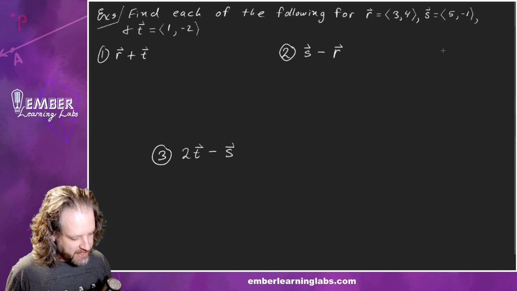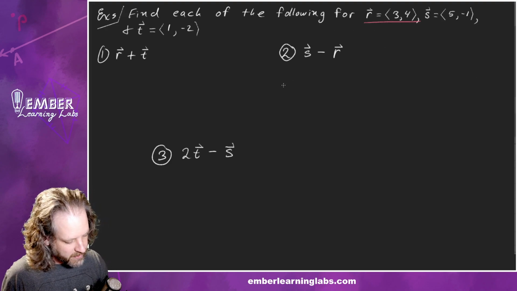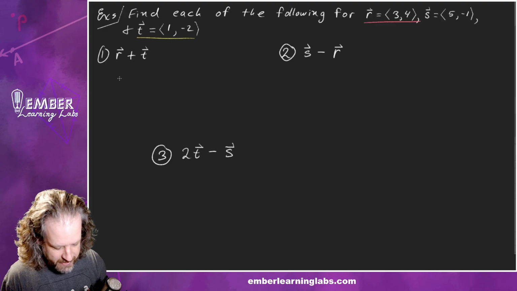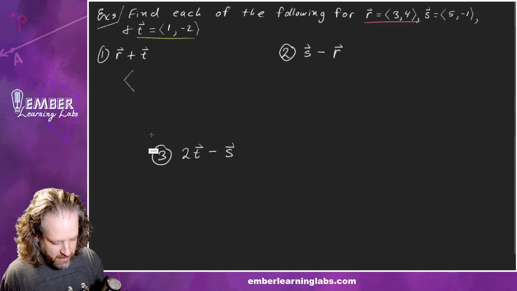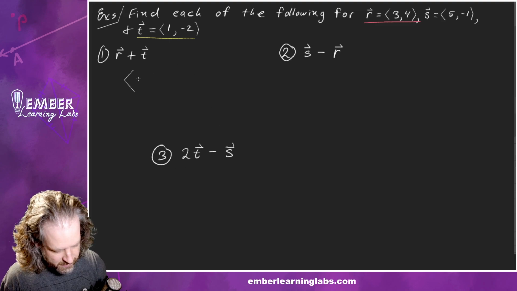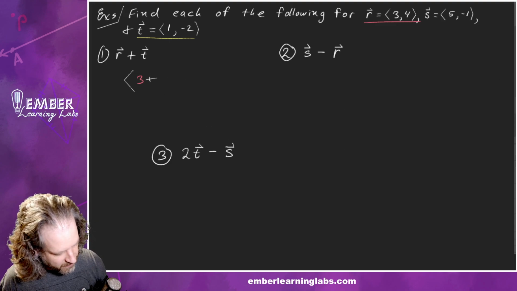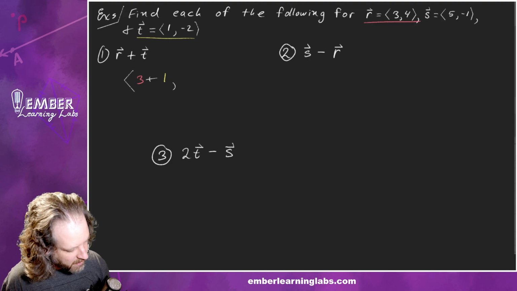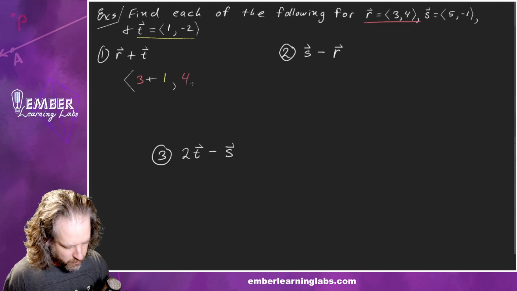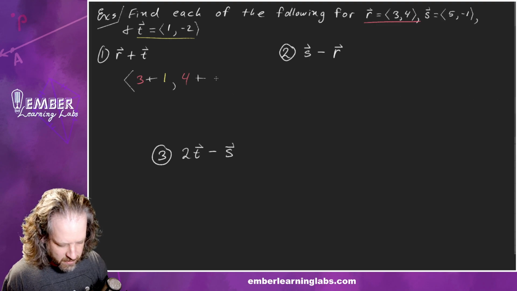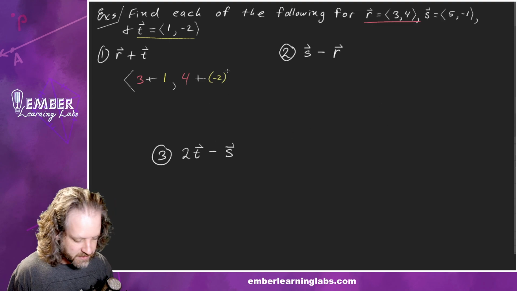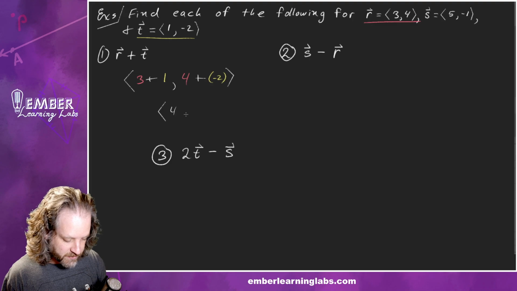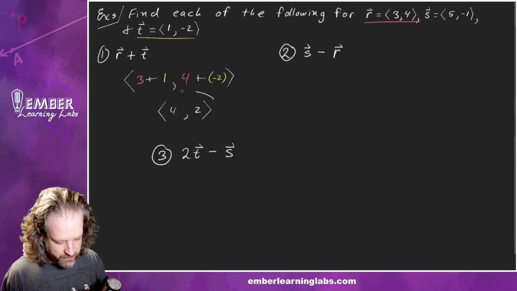So vector R plus vector T. Let's start doing some color coding. R plus T. Great. So we just add up those components. Easy peasy lemon squeezy. So this is going to be R's x part, 3, plus T's, which is 1. So the first part's together, and then R's y part, 4, plus -2. Don't forget all your positive negative rules, right? 3 plus 1 is 4. 4 plus -2 is 2. So this is 4, 2.